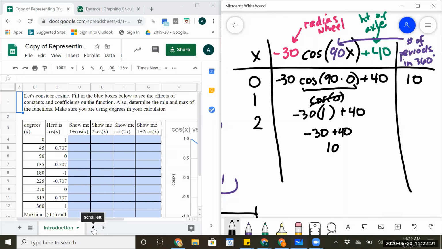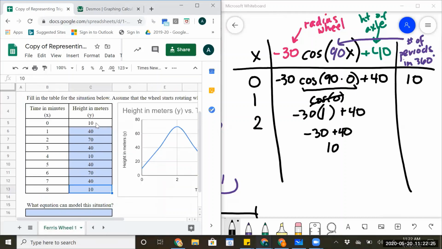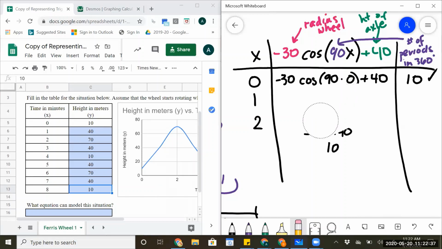Is that what we got on our Ferris wheel? Let's go back here. And it is. We're good to go. 10 is what we saw in the table. All right, so far the equation that we created is working. Hopefully it keeps working. Let's try with 1.